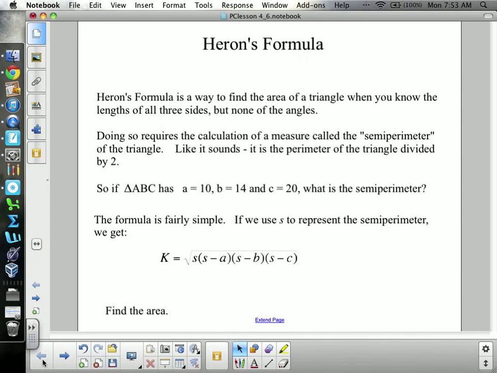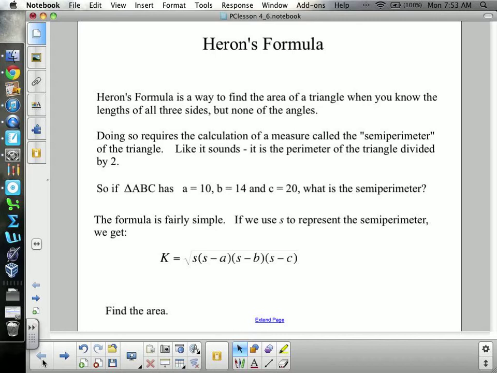It's called Heron's formula, and it's the way to find the area of a triangle when all I know are the three sides. As you can imagine, this is kind of handy, because I can measure the three sides of a triangle with a tape measure. If I don't have a protractor or any way to find angles, or sine, cosine, tangent, I can find the area of a triangle using this formula without knowing any angles or any trig at all.